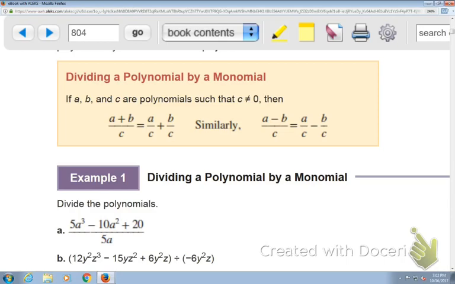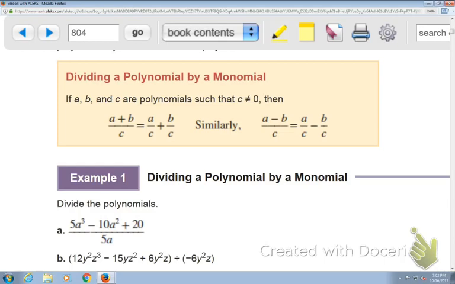Same thing if you have a minus b over c. As long as you have everything over a common denominator, you can split it apart, a over c minus b over c. The unfortunate thing is this only works if c is a monomial. What is a monomial? One term. A monomial is one term. No plus or minus in the denominator. That would mess you up, right? Unless it's a negative sign and not a minus. That's different.